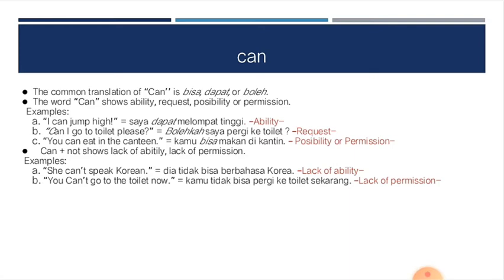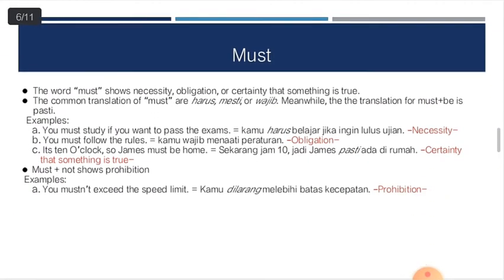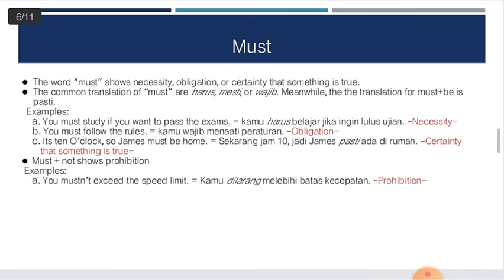The next modal is must. The word must shows necessity, obligation, or certainty that something is true. The common translations of must are harus, mesti, or wajib. Meanwhile, the translation for must plus be is pasti. For example, you must study if you want to pass the exams. Kamu harus belajar jika ingin lulus ujian.